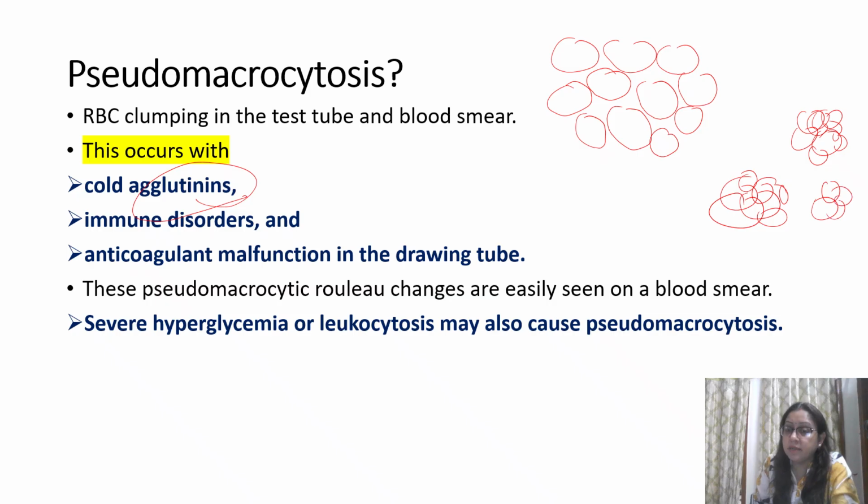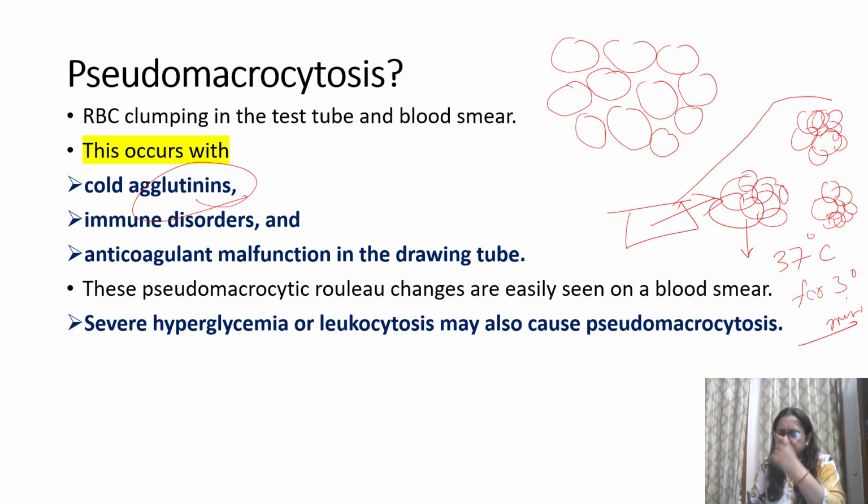That is why we make a smear. If MCV is coming increased and hemoglobin is normal, what we do is we first see the smear. When we saw the smear, if we are getting these kinds of clumps of RBCs, what we do is we incubate the sample at 37 degrees Celsius for 30 minutes so that they separate out, because this can be a physiological condition also or it could be pathological also, so we don't know.